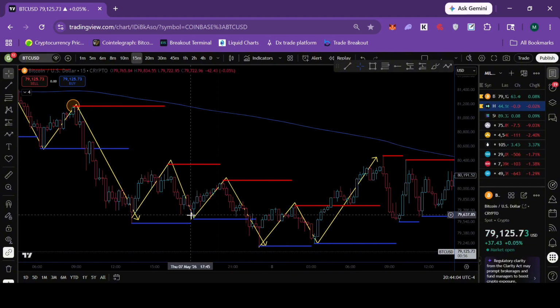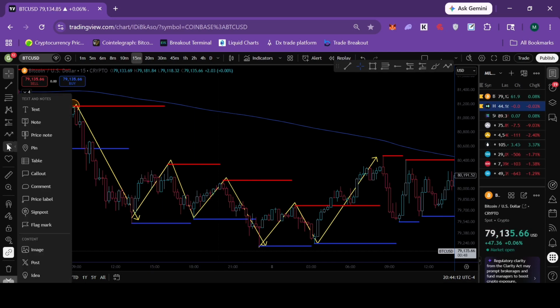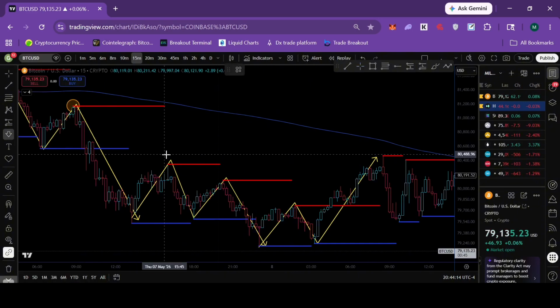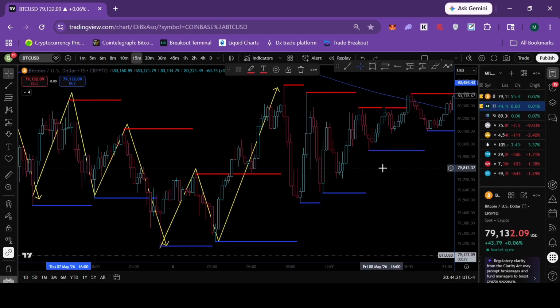Right? It tried to here. It tried to here where we had this blue stair. The second blue stair was higher, but it never created a higher high. It never created a higher high than this. So it created a lower low. But eventually we got our 1, 2, 3, and it became an uptrend.